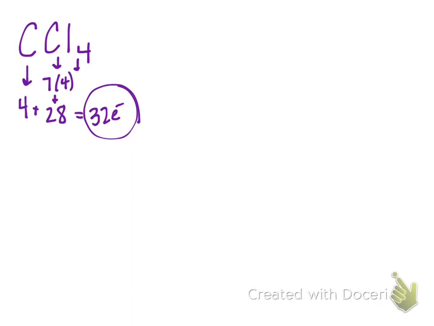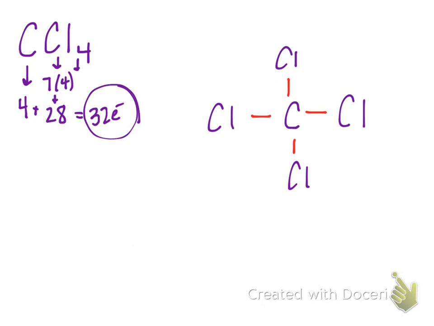Okay. So 32 electrons, which is our central? Carbon. And then we go chlorine, chlorine, chlorine, chlorine. So there's my skeleton. So I bond, bond, bond, bond. How many have I used? I've used 4 bonds, which means a total of 8 electrons, because there's 2 electrons per bond. So 32 minus 8 is 24. So what do we do with these 24 electrons?